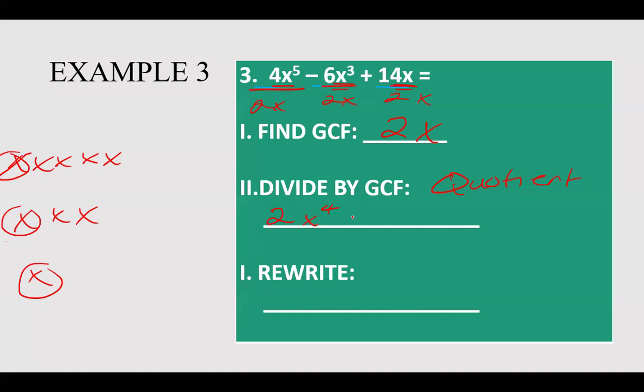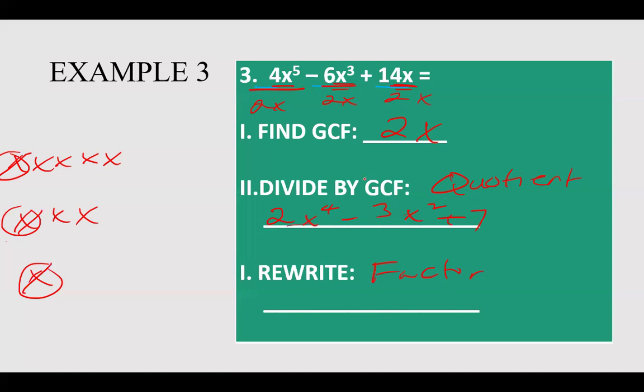6 divided by 2 is 3. X to the third divided by x means I'm taking away that 1x. When I take away that 1x, how many x's am I left with? 2. So that becomes x squared. 14 divided by 2 is 7. And then x divided by x means I'm taking away that x. When I take away that 1x, what am I left with? No x's.